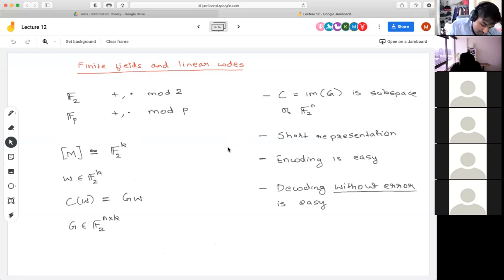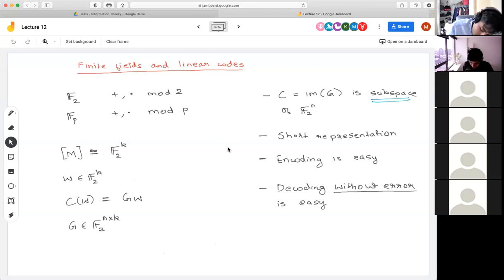Now, a linear code, instead of just a subset of, let's say, F2 to the n, we are actually looking at a subspace. So a linear code is a subspace of a vector space over a finite field, or F2 to the n for the rest of this lecture anyway. So a linear code is a subspace of F2 to the n. Okay. And moreover, you can write down a basis for this subspace.